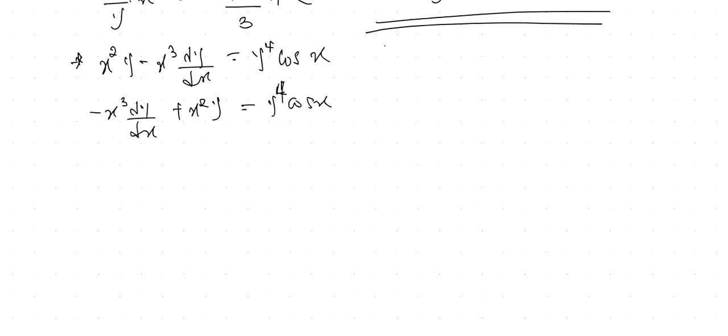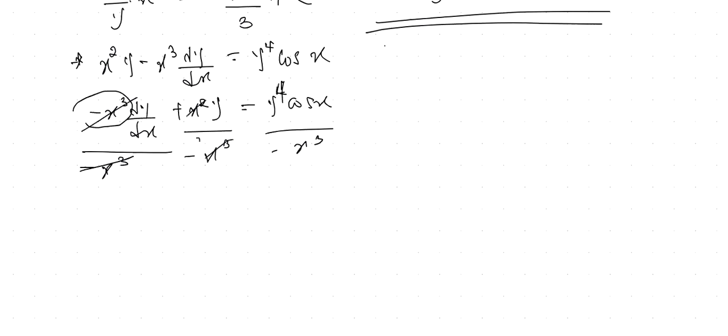Now, first of all, you have to remove this thing. It's not supposed to be here. So you divide both sides by minus x cubed. Let's divide this also by minus x cubed, and also this one by minus x cubed. This will remove this. Then x squared is removed, so it will remain x here. Therefore, you have dy dx minus 1 over x y, which equals minus y raised to the power of 4 cos x over x raised to the power of 3.